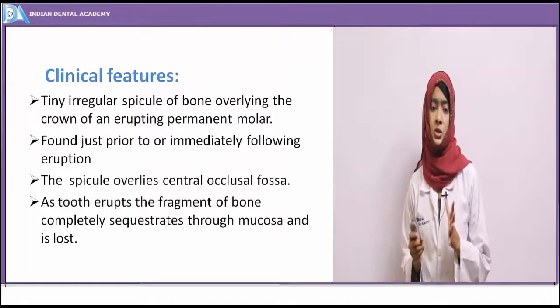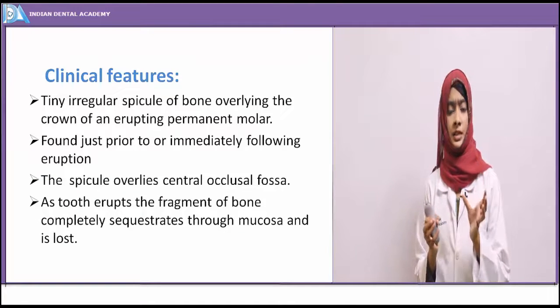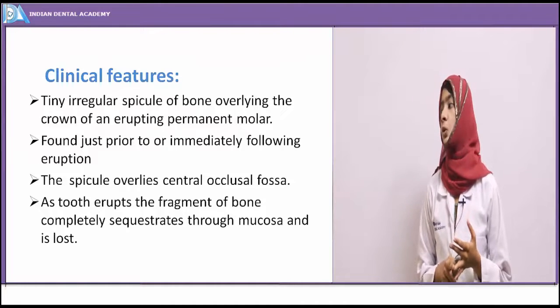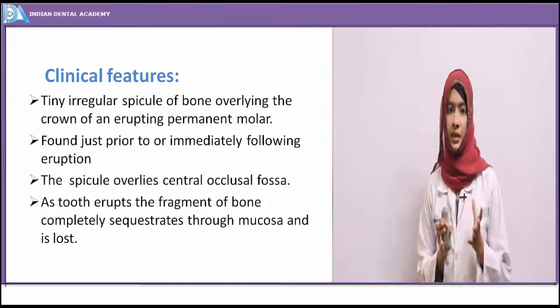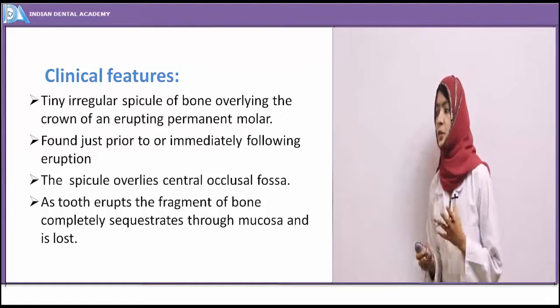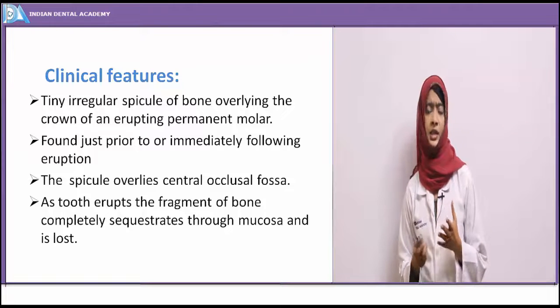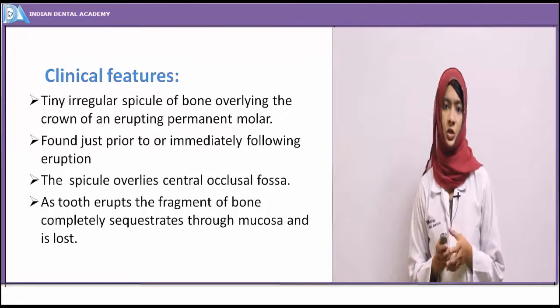It is most commonly seen on the occlusal surface of molars, and is associated with molar eruption only, at the time of eruption of teeth only. The spicule is seen in the central occlusal fossa. As the tooth erupts into the oral cavity, the spicule sequestrates and is lost through the mucosa.